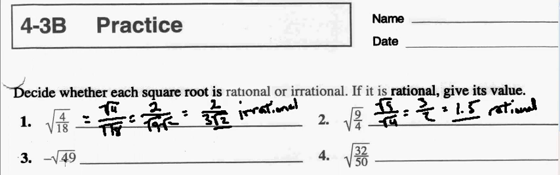Okay, going to the negative square root of 49, that's equal to negative 7, and that's a decimal that ends, so therefore that's rational.